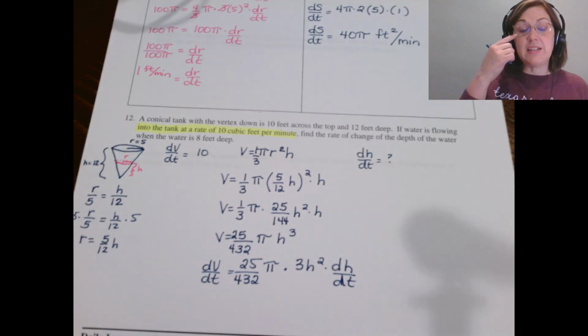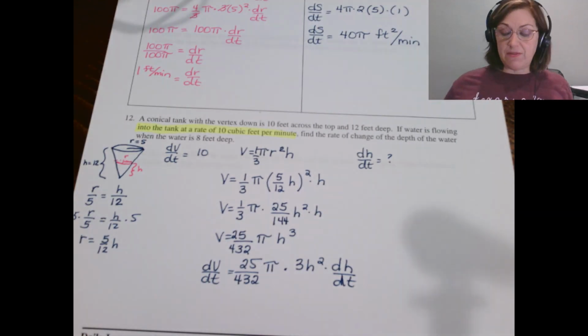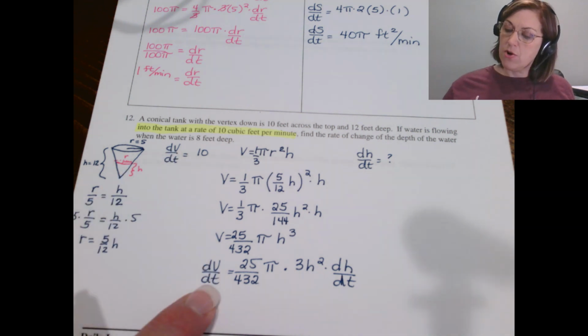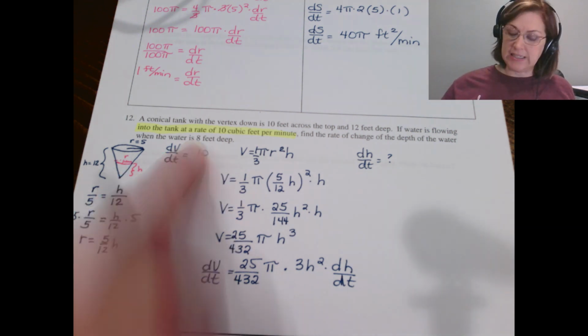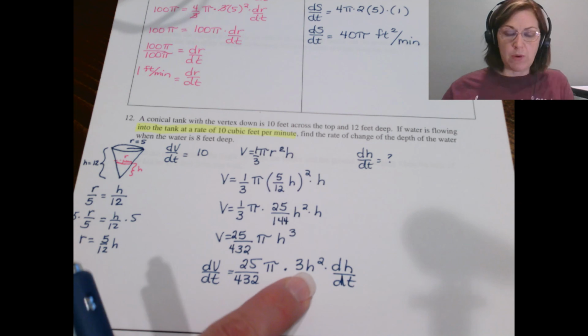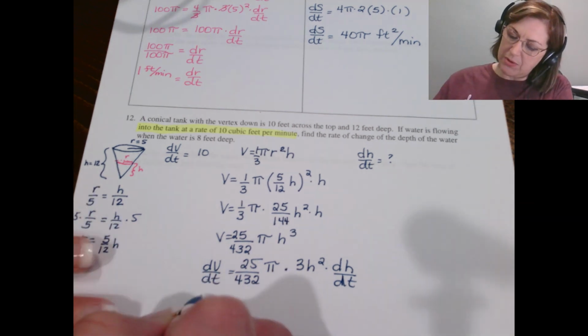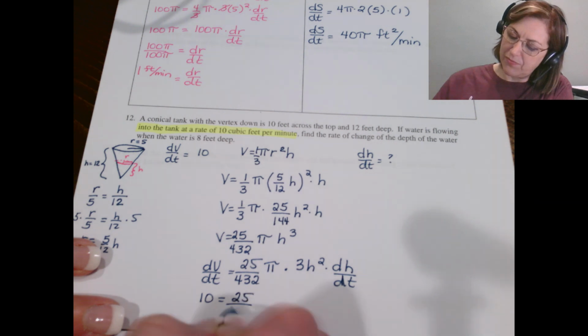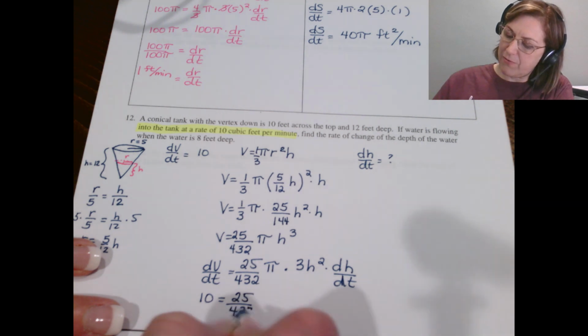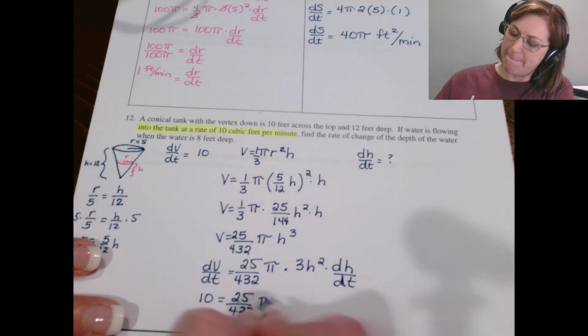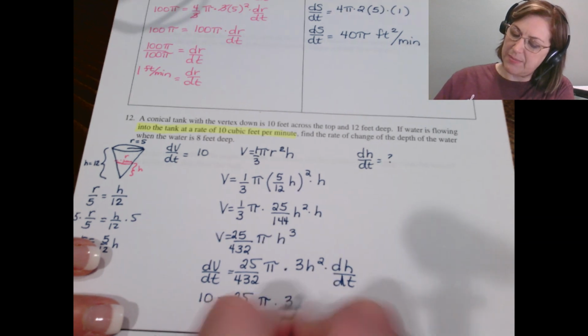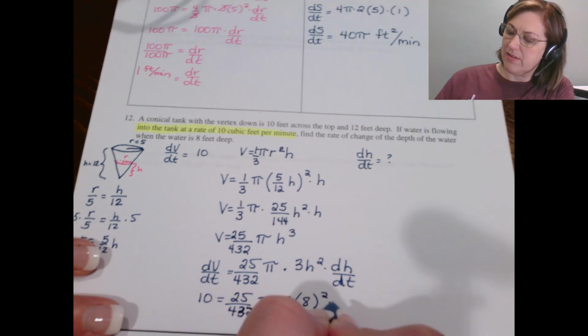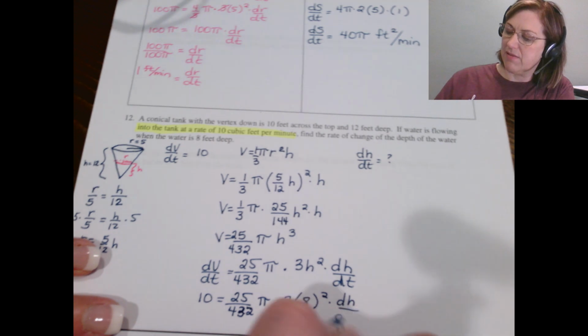Okay, now we need to find dh/dt. We know dV/dt, so we can plug in 10. We know h is 8 because that's the moment we want the derivative. So I'm going to plug in 10 for dV/dt, 25 over 432 pi times 3 times 8 squared times dh/dt.